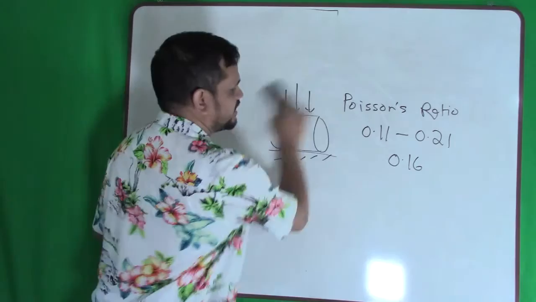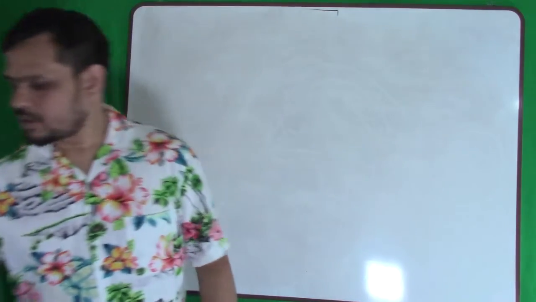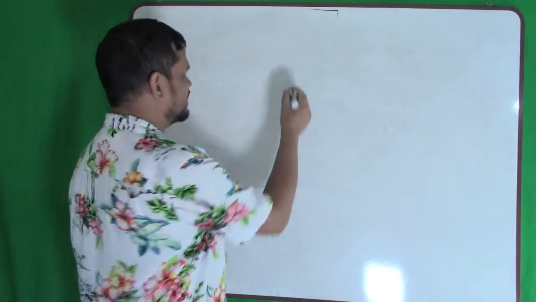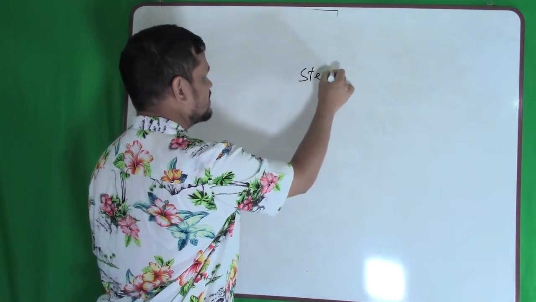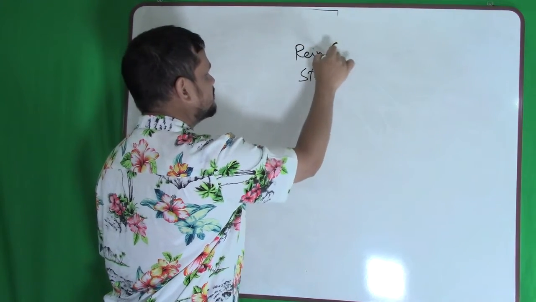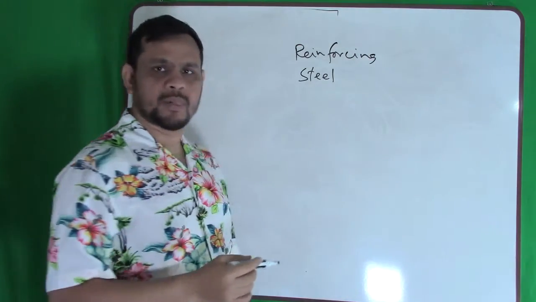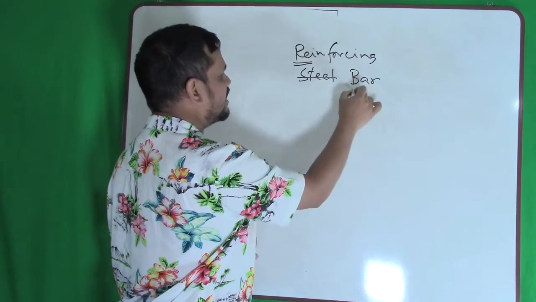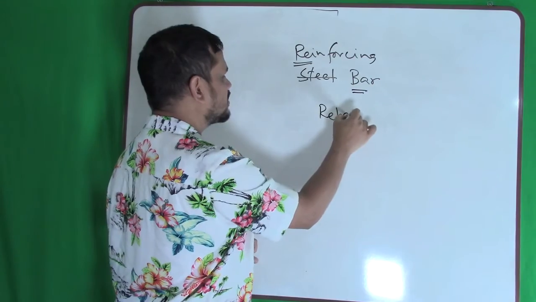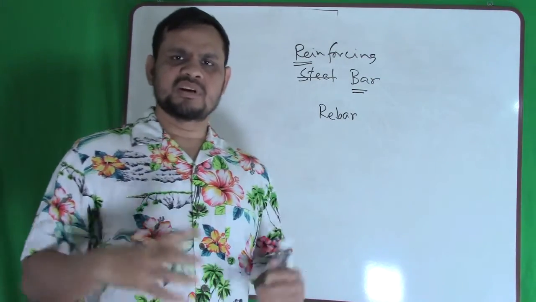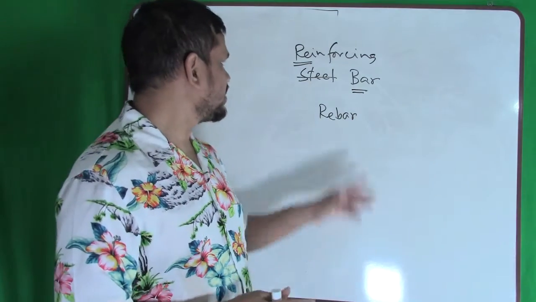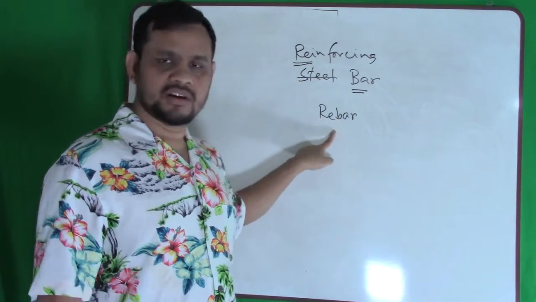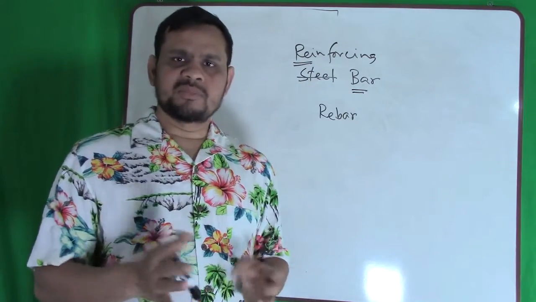Okay, so hopefully you got tensile strength and Poisson ratio. The next concept we need is about the reinforcing steel, or reinforcing bar. So in short we call it rebar. Yes, the technical term is reinforcing bar. In short, we call it rebar. So we should know something about rebar.